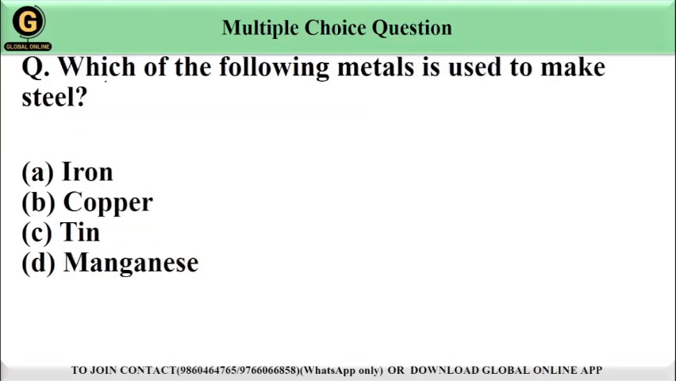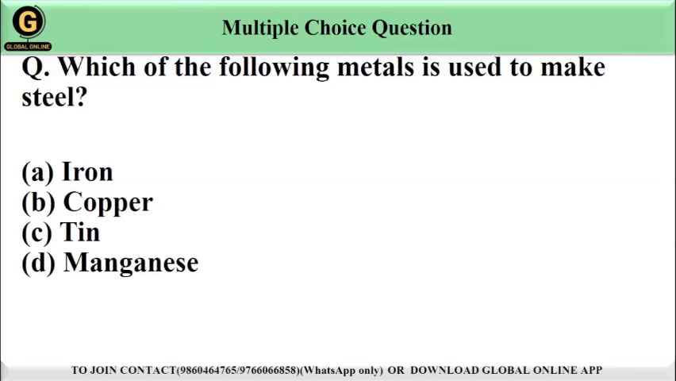Which of the following metals is used to make steel? We have options here. Option A, iron, option B, copper, option C, tin and option D, manganese. Guys, steel is primarily made by alloying iron with carbon and sometimes other elements like manganese, chromium or nickel to enhance its properties. Copper and tin are used in the production of alloys like brass and bronze, but not steel.